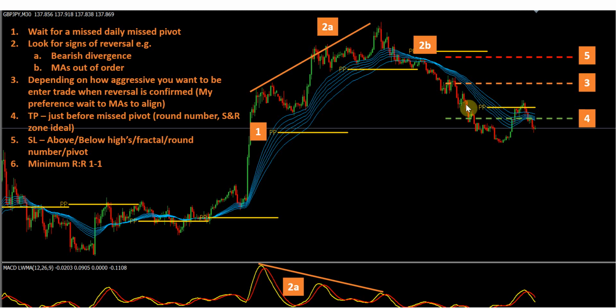So again, there's a number of ways that you can look to set your take profit target, or depending on what time you get into the trade, the daily pivot may also be a good level, as you can see here that this was also comfortably hit.